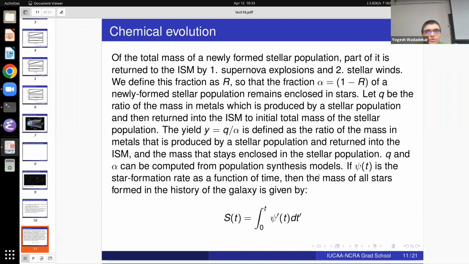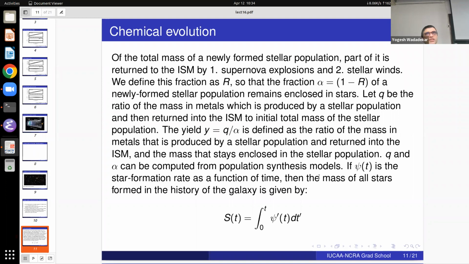Okay. So of the total mass of a newly formed stellar population, part of it is returned to the interstellar medium. And it's a closed box system, so it doesn't leave the galaxy altogether. It doesn't go into the IGM, that's our assumption. But we are allowed to return gas or anything else into the interstellar medium of the galaxy itself. And this is done via supernova explosions and stellar winds.